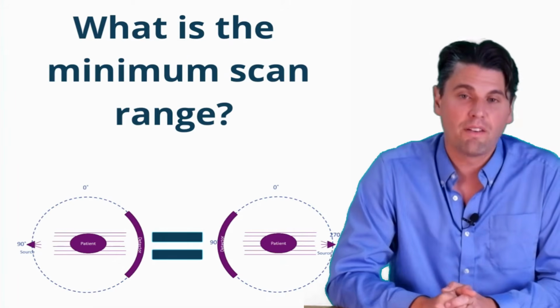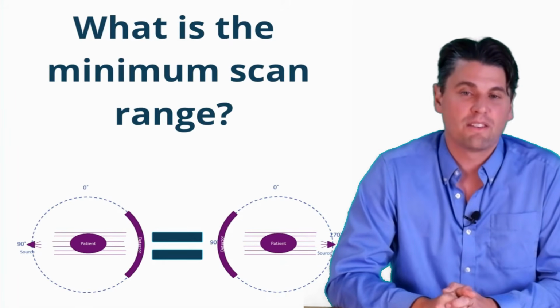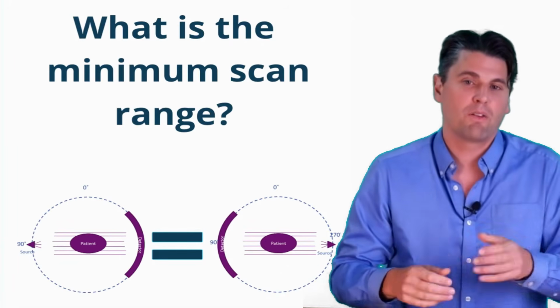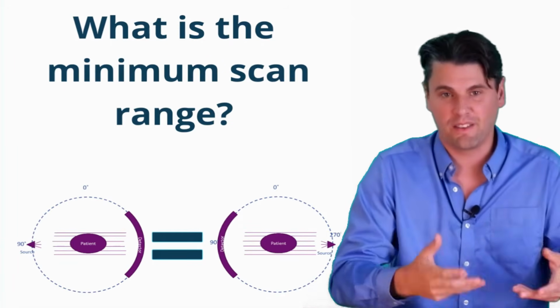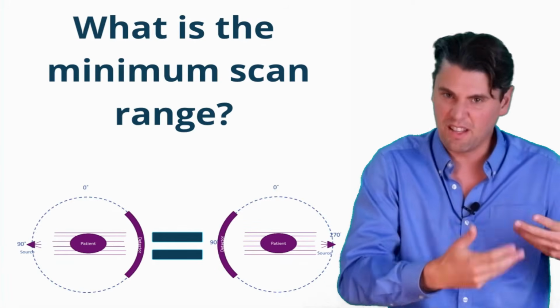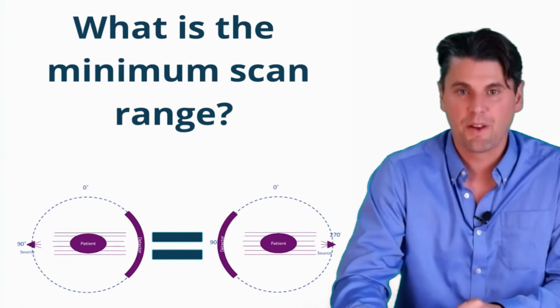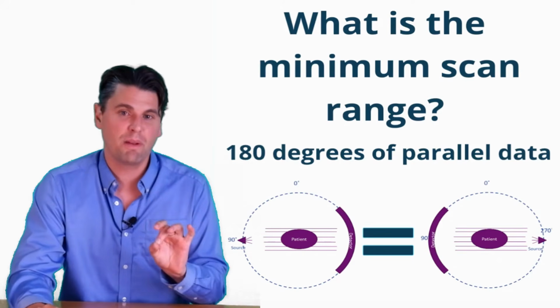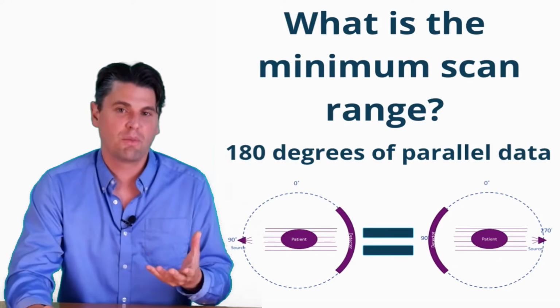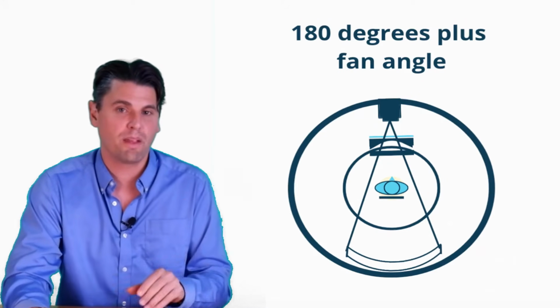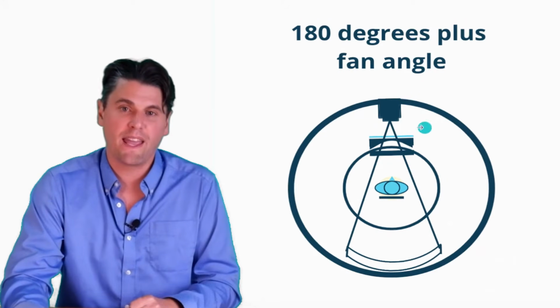And thus, if we have 180 degrees of what we call parallel beam data, that's enough. And beyond that, we have just what we call redundancy, or measurements of additional data, but it's not really required in order to make our CT image. So we need 180 degrees of parallel beam data. So how much data do we actually need from our system? Our system doesn't acquire parallel beam data, it acquires what we call fan beam data.